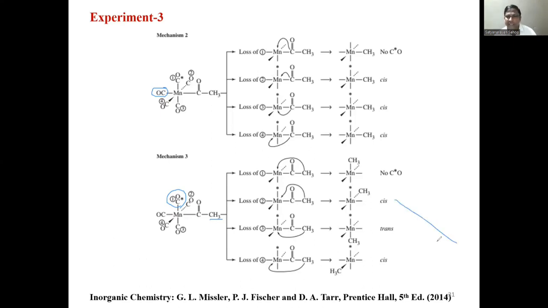So here you can see we are getting 2 parts cis, 1 part trans, and 1 part in which there is no labeled CO. So we are getting exactly the same as in experiment 3. We are getting 2:1:1. So although we started with CO migration, actually it is not CO migration, rather it is alkyl migration followed by CO addition. So we do not call it CO migration, rather we call this alkyl migration.